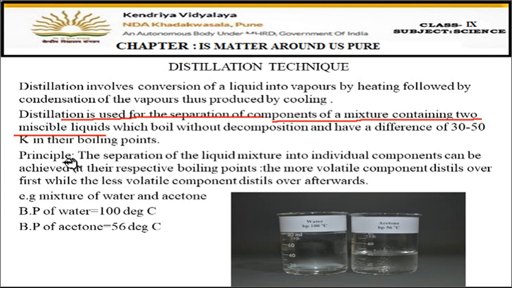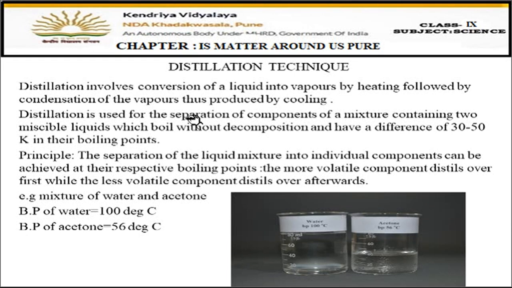But remember, children, this technique will only work if the difference in the boiling points of those liquids is between 30 to 50 degrees Celsius, or 30 to 50 Kelvin. This much difference should be there between their boiling points. Otherwise, the distillation technique cannot work. So distillation can be used to separate two miscible liquids only when they have a difference of 30 to 50 degrees Celsius in their boiling points.